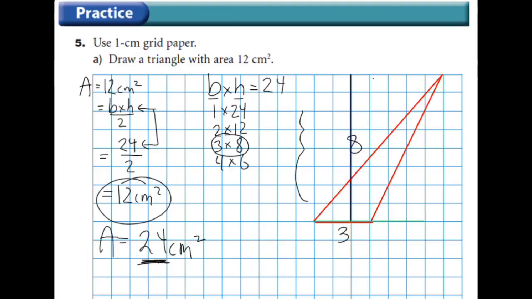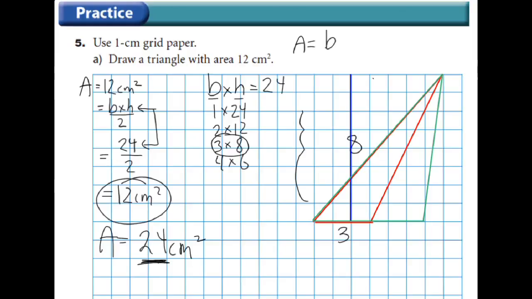So here, 3, 6, there's double my base, and apparently I can keep the height the same. And I'll actually just go right on top. So according to what we just looked at, this green triangle should have double the area of the red one.